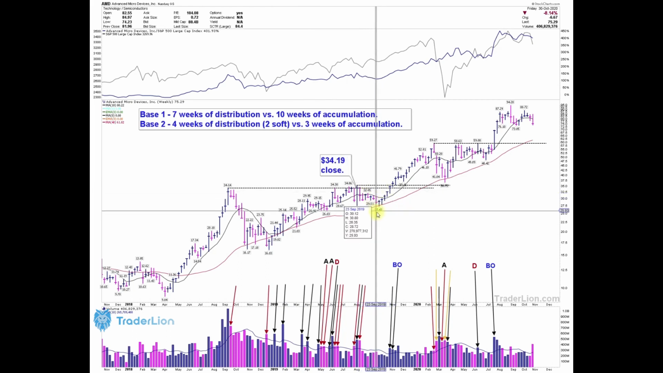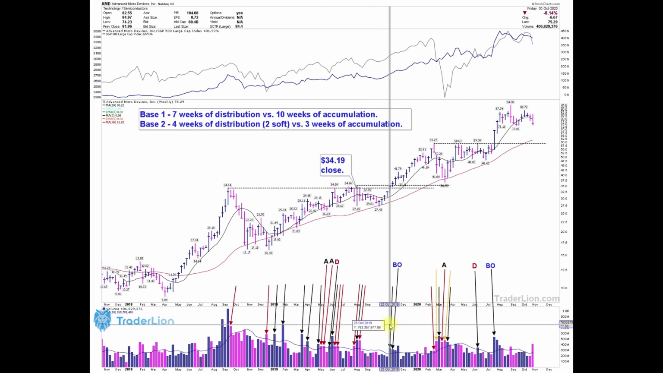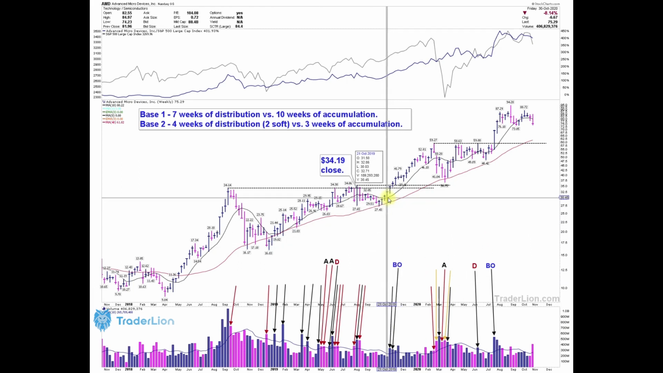So that being said, we've got our final week of big volume to the upside here. This winds up being, well, this is a weekly chart. However, if it was a daily, this looks like it would be a pocket pivot.